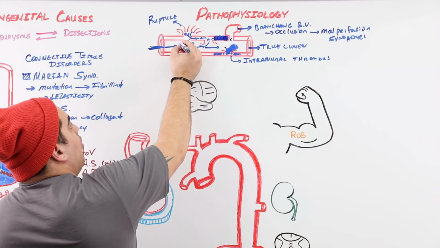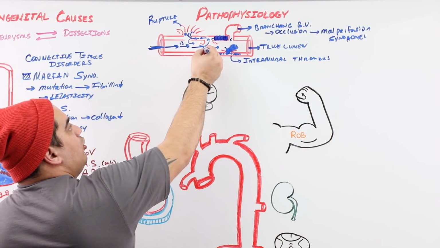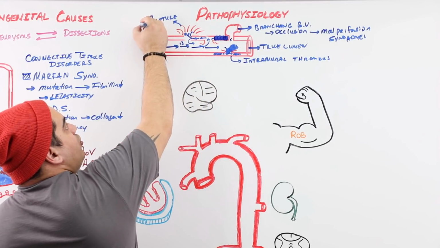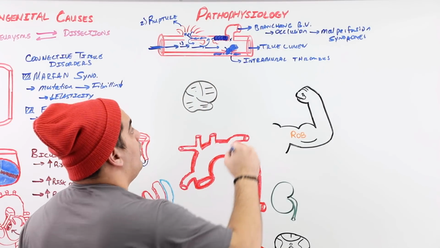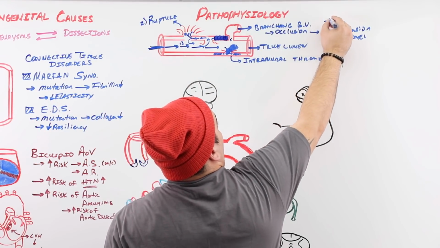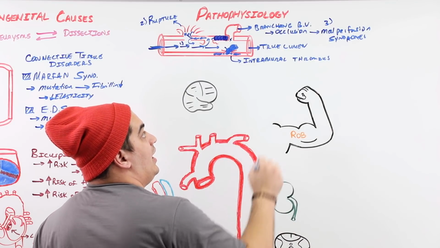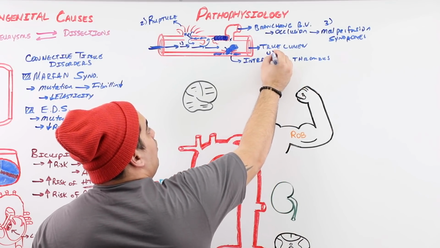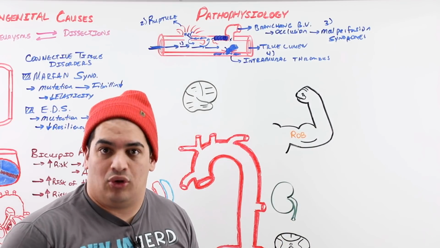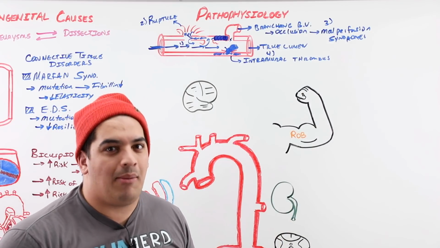So we'll number them. One is it can come back into the lumen via this other intimal flap. Two is you can cause a rupture. Three is you can lead to an occlusion of a branching vessel, leading to a malperfusion syndrome. And four is you can lead to an intramural or intraluminal thrombus. These are some problematic issues.